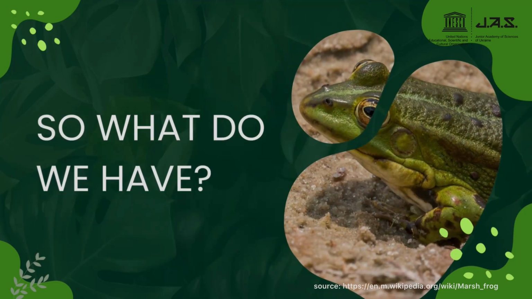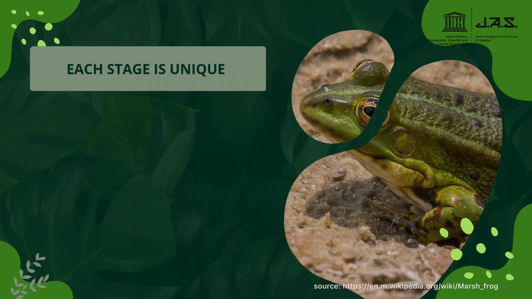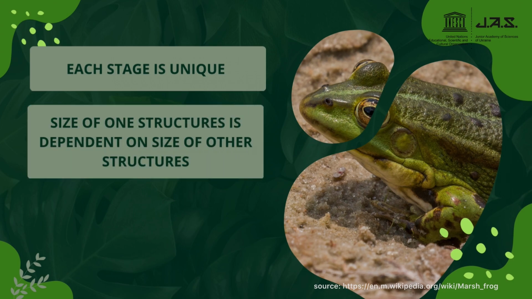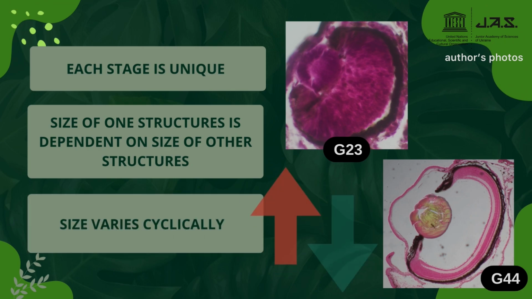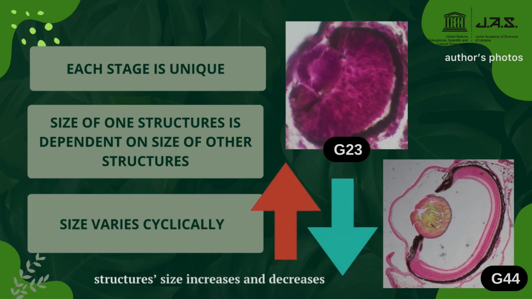So what do we have? The results of the study showed that each stage has its own features regarding the formation of certain structures of the eye or changes in their parameters. The morphogenesis of some is affected by the development of others. For example, the bigger the retina becomes, the smaller the vitreous body is. And the size of structures varies sometimes even cyclically, thereby ensuring correct and complete morphogenesis of the eye. Overall, all the details and exact descriptions of each stage are presented in my paper.